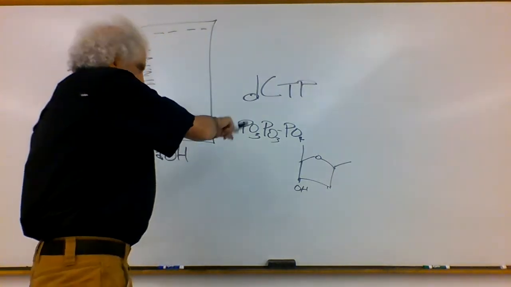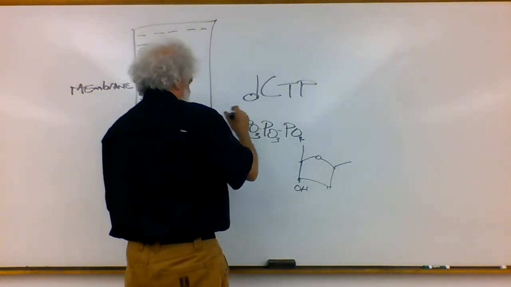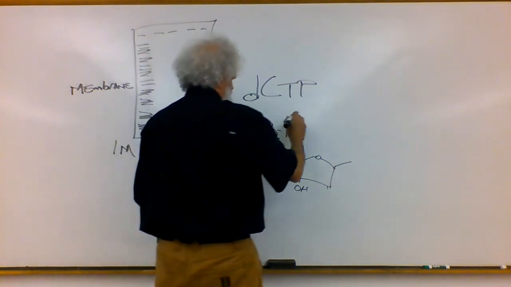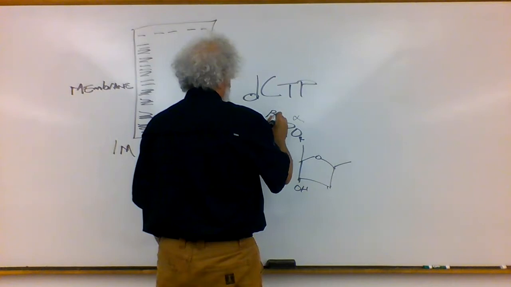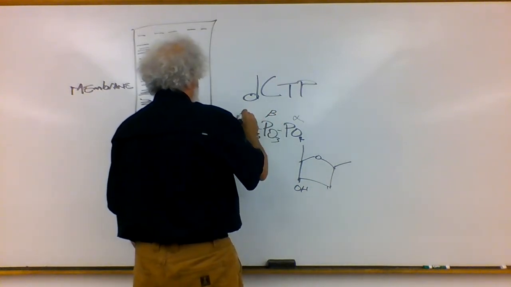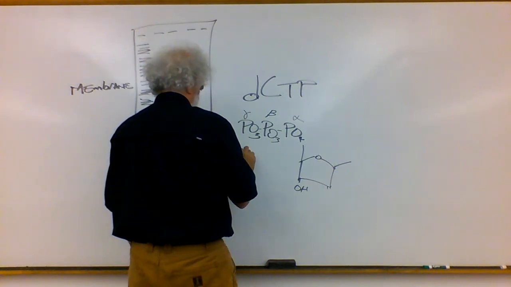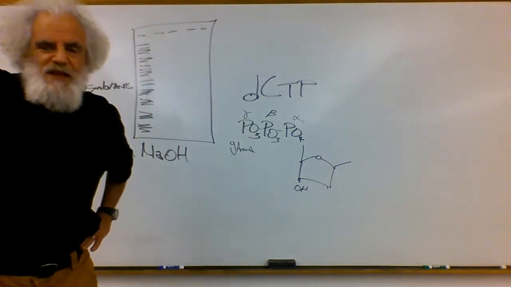And there's a very clever little nomenclature. It is the alpha phosphate, the beta phosphate, and is that gamma? The gamma phosphate. All right.